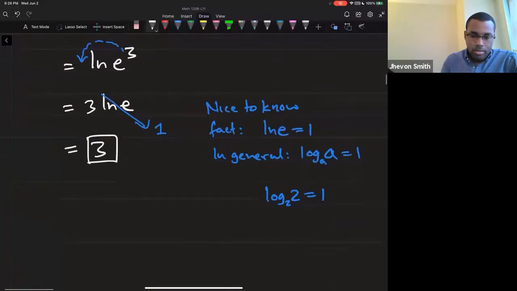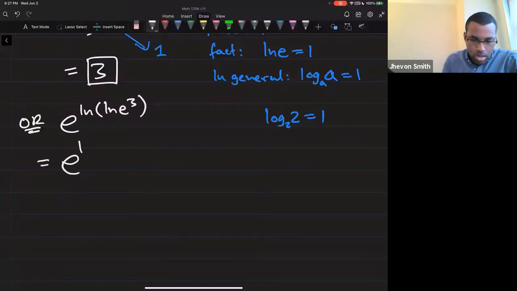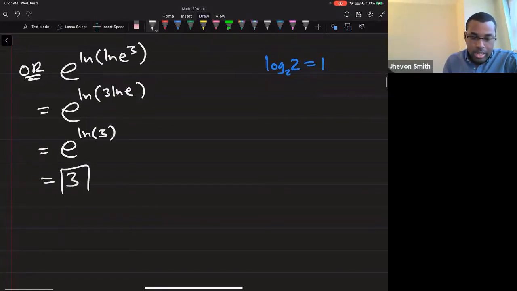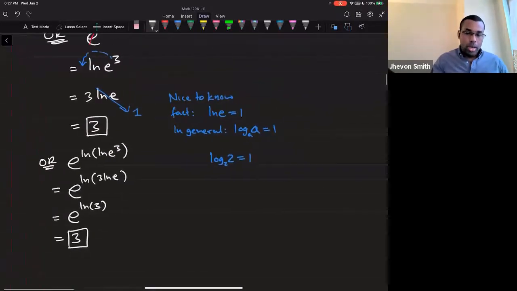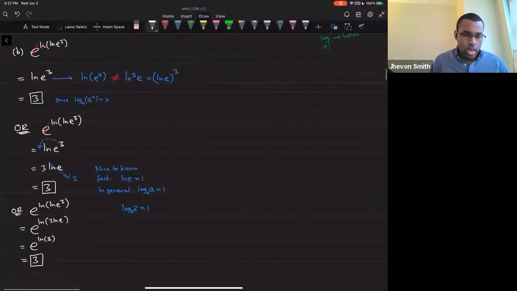You could have played that game in the top, done that, and then the e and the ln cancel to get that. So you can get to the correct answer in a multitude of ways. I wouldn't, at this point, recommend one way over the other. It's just whatever you happen to see first, just do that.